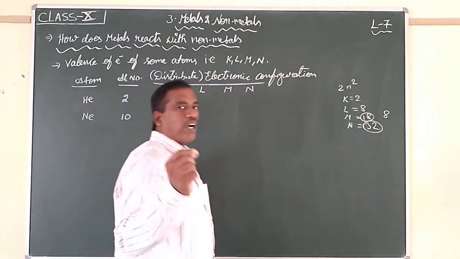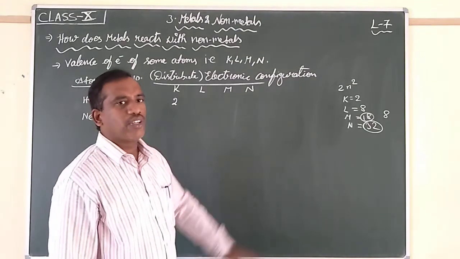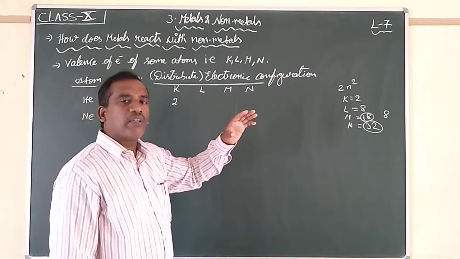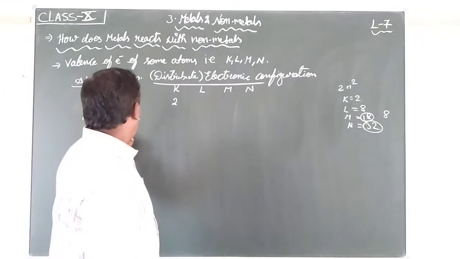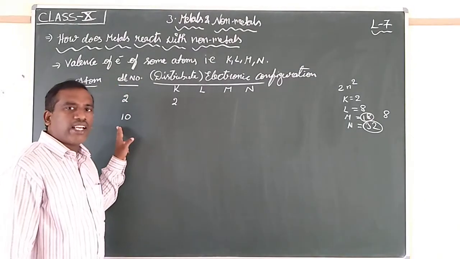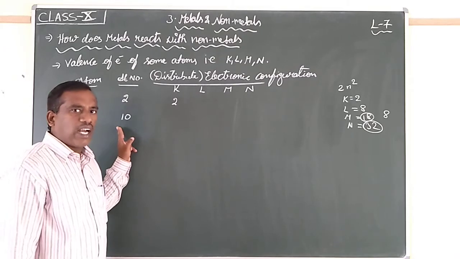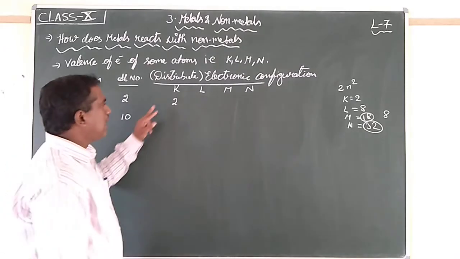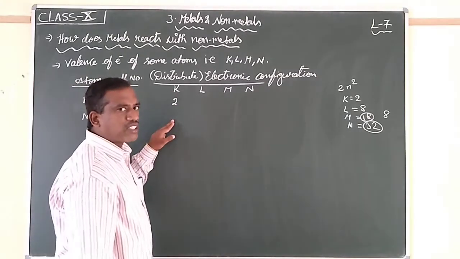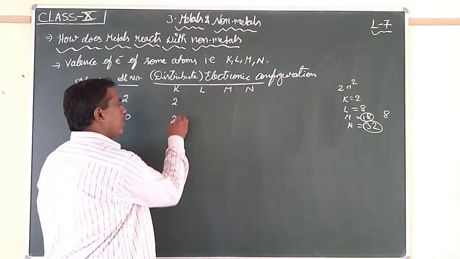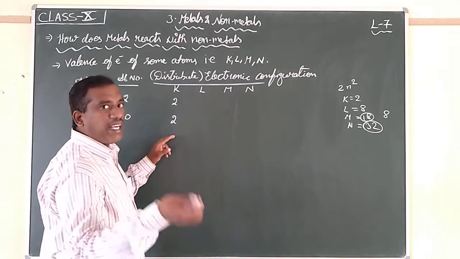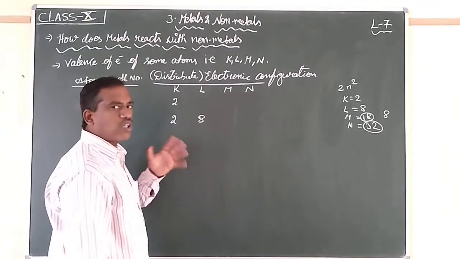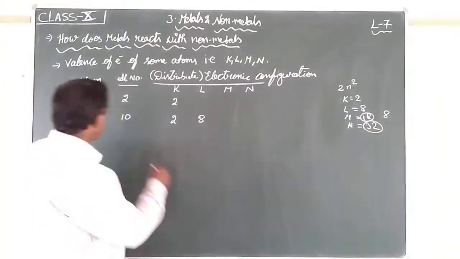That is the main point you must observe, children. When we are working, it will be clear for you. So based on this capacity only, a shell can be completely filled. Neon has atomic number 10. That means how many electrons are there? 10 electrons. How can we fill up these 10 electrons? In the K shell, only 2 electrons can be filled. The remaining 8 electrons will be filled in the L shell. So 2 plus 8, totally 10, it is satisfied.